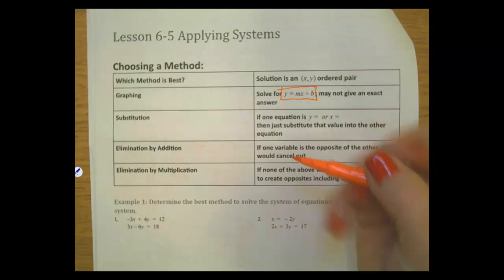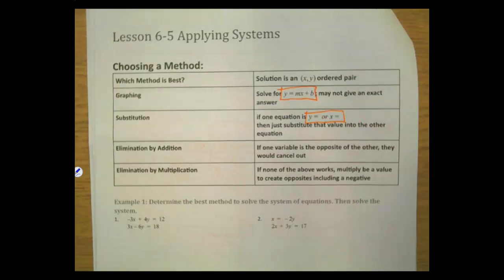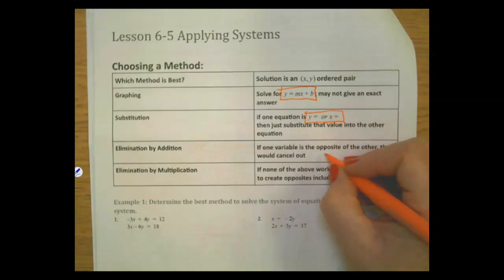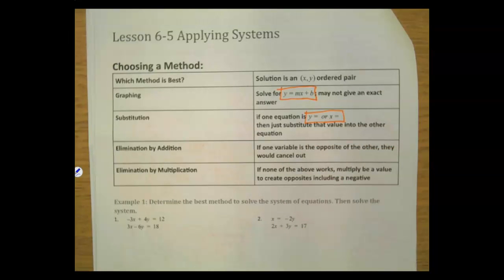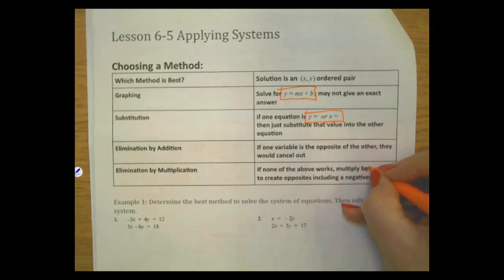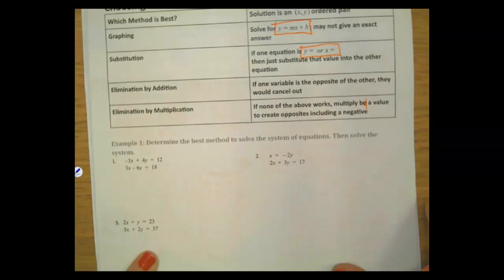Substitution. That's when we had our equation either y equals or x equals, and then we substituted these values into the other equation. Elimination by addition. So if one variable is the opposite of the other, they would cancel one of them out. And elimination by multiplication is if none of the above works, multiply by a value to create opposites, including maybe even a negative sign. And I showed you that yesterday.